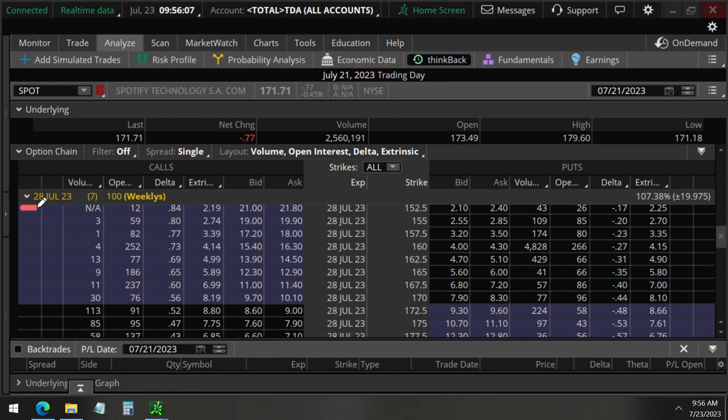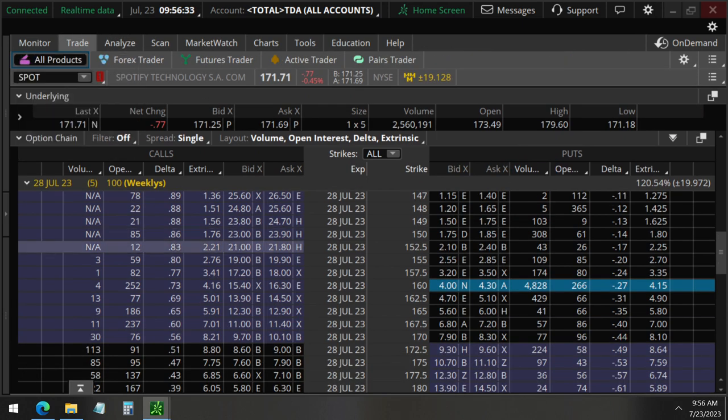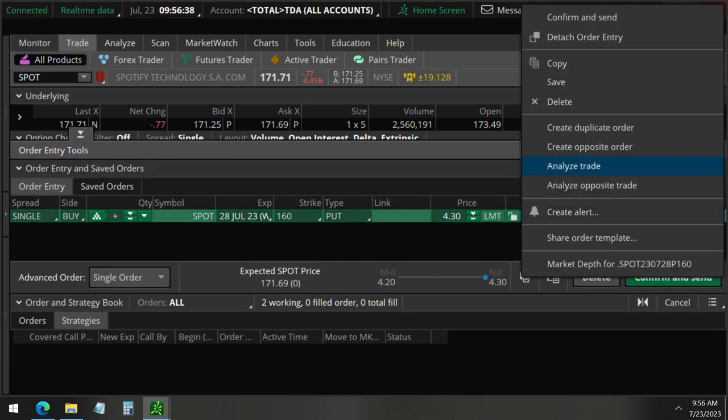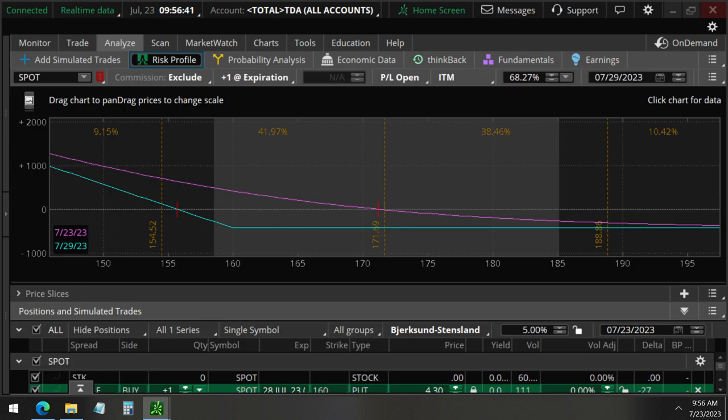This was for the July 28th. This is the closest, nearest expiration date for earnings, which is the end of the coming week. You could see here the 160 strike puts. There were 4,828 volume on Friday. Okay.